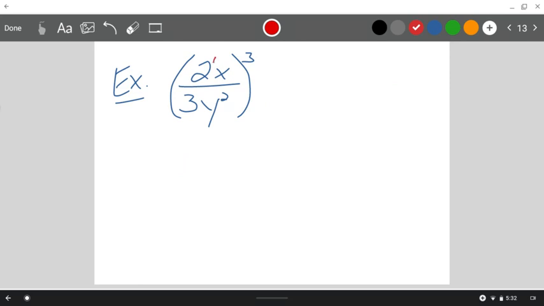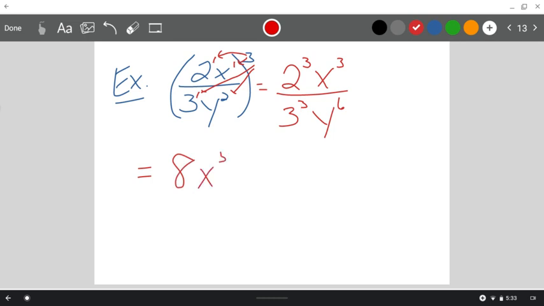The exponent on the 2 is a 1, on the x a 1, and on the 3 a 1, and we're multiplying exponents. So it would be 2 to the 3rd power, x to the 3rd power, over 3 to the 3rd power, y to the 6th power. And then go ahead and do that: 2 cubed is 8, and 3 cubed is 27.